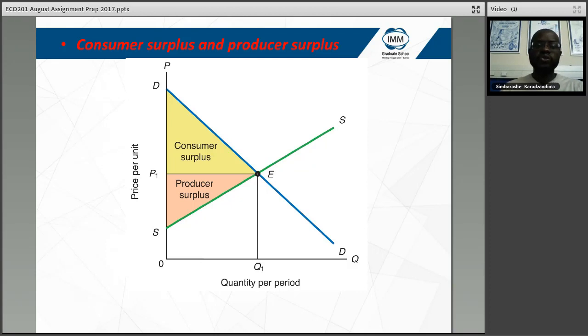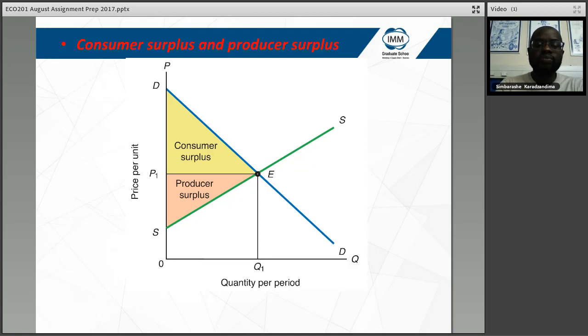All right. Then you also have consumer surplus and producer surplus. Consumer surplus is basically the area that is under the demand curve but above the market price. A surplus is basically an excess that is created, or a profit that producers make.